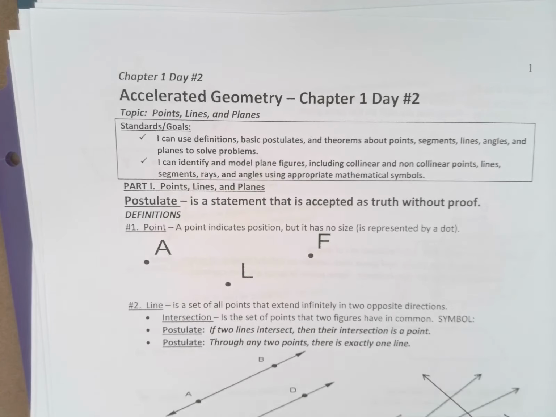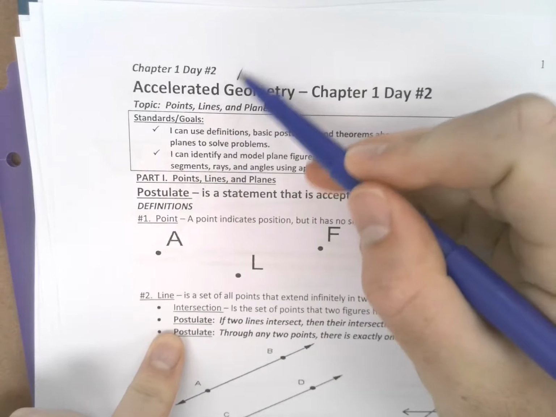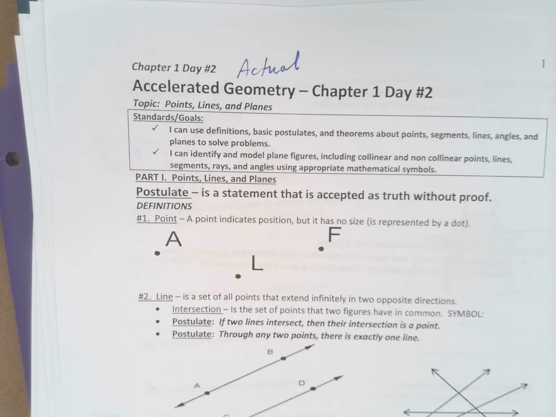Chapter 1, Day 2. So we go from dealing with more loose definitions and postulates and things like that to some actual geometry, if you can believe it. So our topic today, very geometric things here. We've got points, lines, and planes. And we're going to kind of deal with these three step by step in that order.